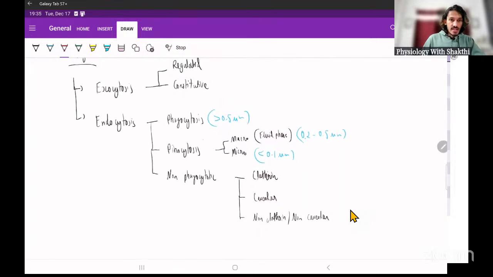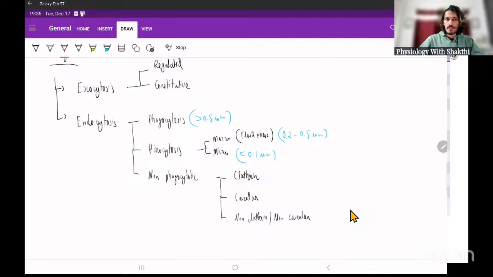So again, this is the overview. Endocytosis, you can divide into different types. One is phagocytosis. If the substance is larger than 0.5 micrometer, we call it phagocytosis. Then we have pinocytosis. Between 0.2 to 0.5 micrometer, it is macropinocytosis. Less than 0.1 micrometer, it is micropinocytosis. And then there are non-phagocytotic pathways, which include some clathrin and caveola mediated mechanisms.